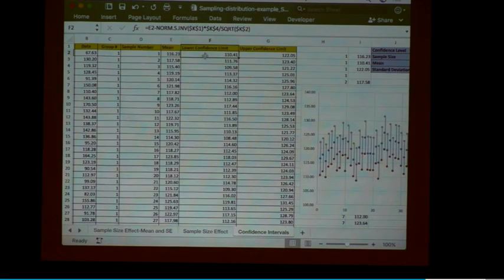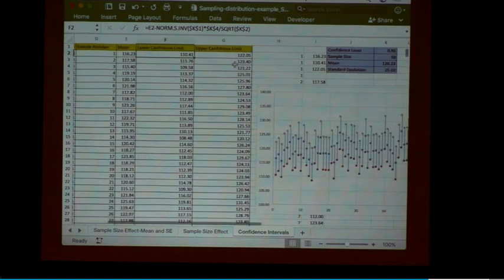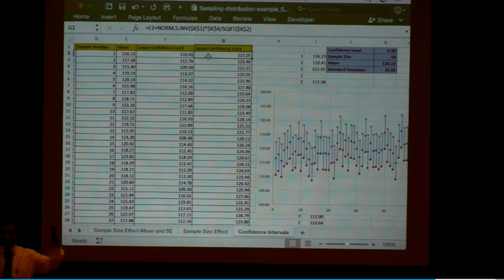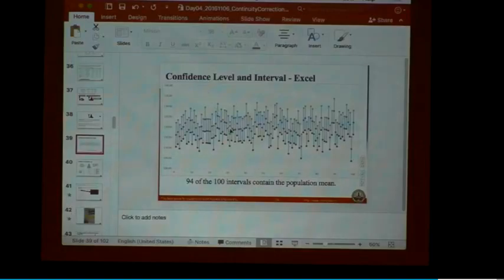So this is the sample mean minus 2 times the standard error. How do I get the standard error? Standard deviation of the population is known, 25 divided by square root of the sample size 50. So that's what I have done. I get a value. Likewise, I do plus 2 standard errors. Sample mean plus minus this. That's what I have done for all the 100 samples, and that's what I plotted here.